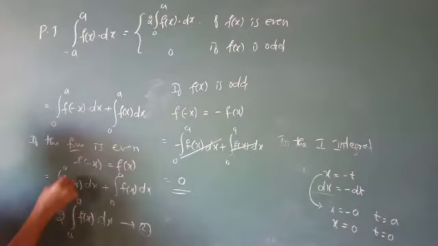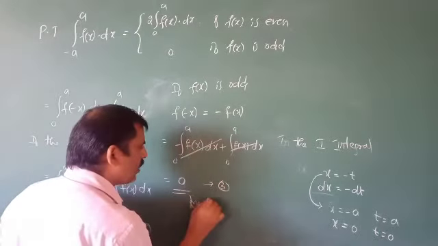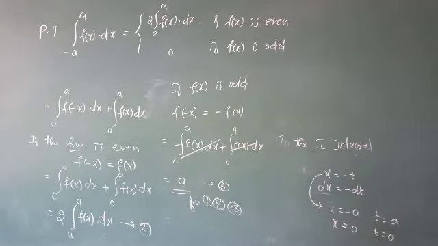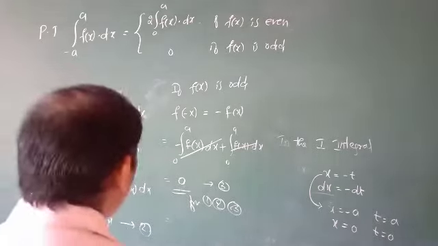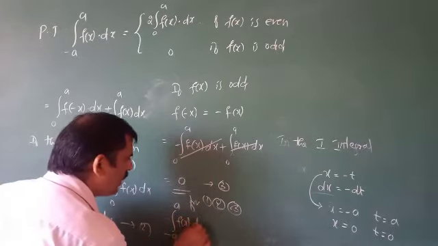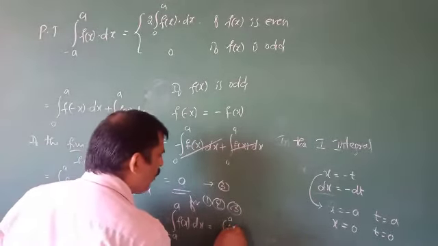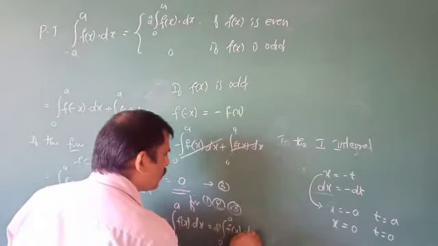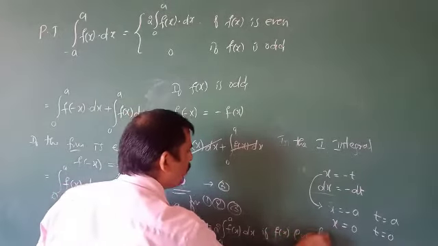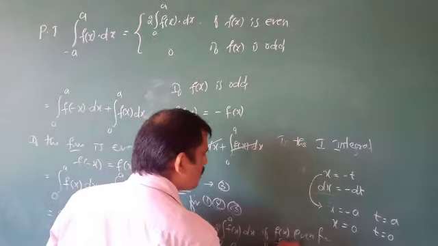So if f of x is an odd function, that is equation 2, and this is equation 3. From 1, 2 and 3, the integral from minus a to a of f of x dx is equal to 2 times the integral from 0 to a of f of x dx if f of x is an even function, and equal to 0 if f of x is an odd function.